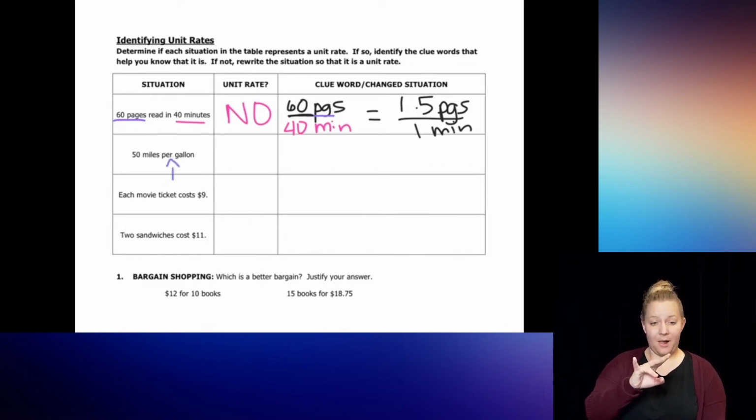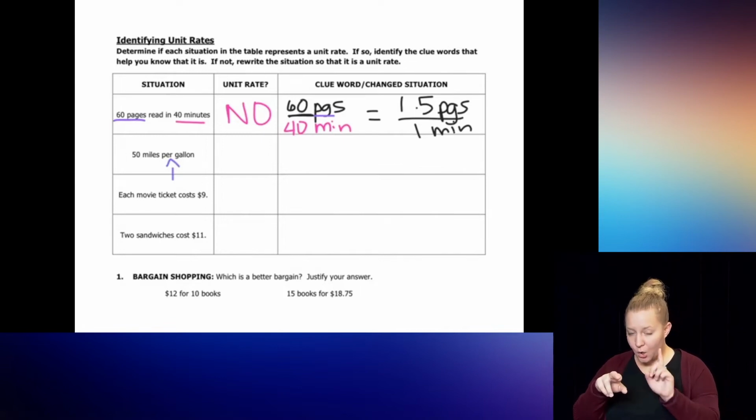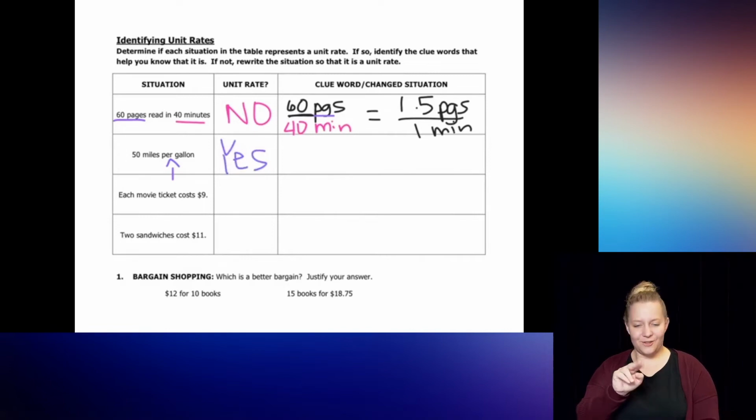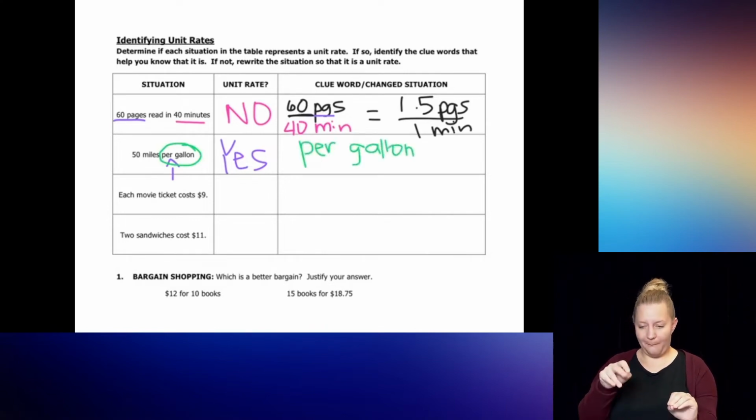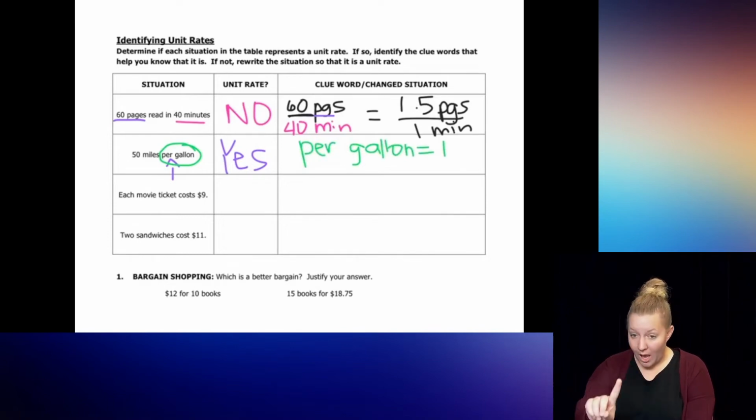All right, then the next one, 50 miles per, I know that I could put the number 1 right there, 50 miles per 1 gallon. So this is indeed a unit rate. And how I know that is right here, that clue word is going to be just per gallon. So per gallon is equivalent to just one of them. So that's kind of my clue word. I know that per just means 1, per that 1 gallon.